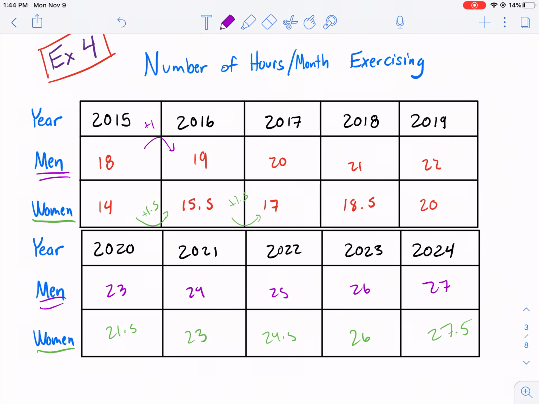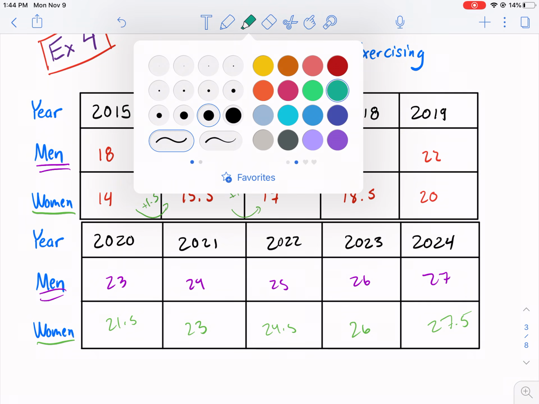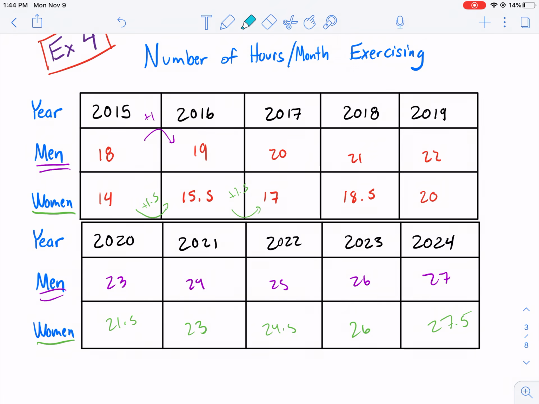And what does that mean in terms of this problem? What would be the solution? Where would they intersect? It means where are the men's workout hours and the women's workout hours the same? And that is in year 2023. They will meet up, they'll intersect there. So that would be our answer. Where are they both the same? 2023 would be our answer.